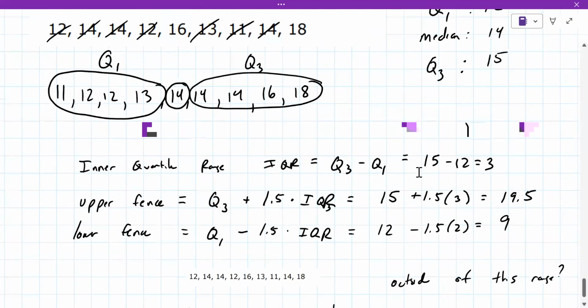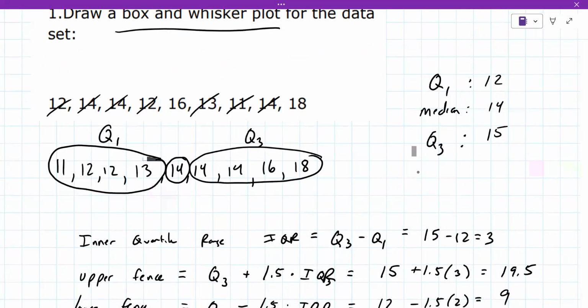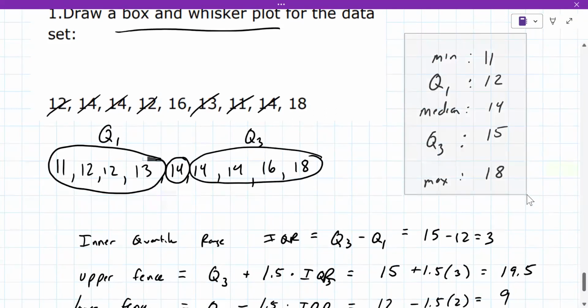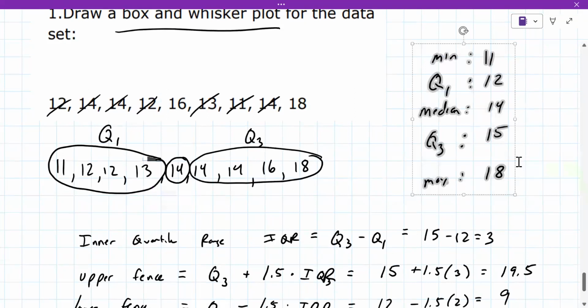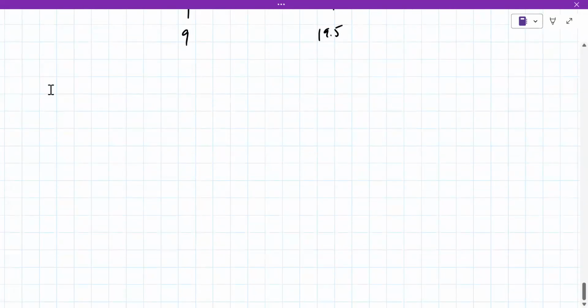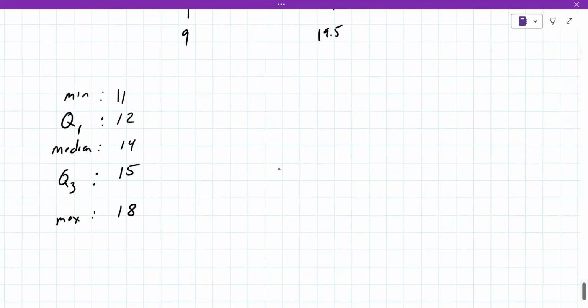Okay. So now we go back to our Q1 meeting Q3. We need the min and the max to close this out. The min is 11 and the max is 18. So we need these 5 numbers to draw a box plot. All right, so you start with the median. I'm just going to call that 14 right there arbitrarily. That's the median. You draw a little vertical line.